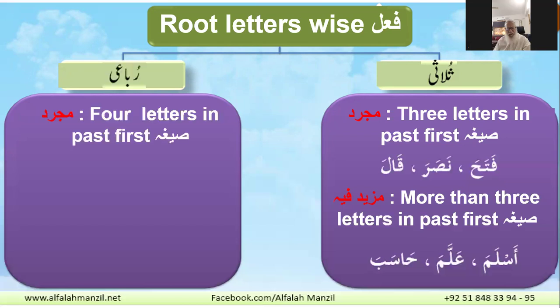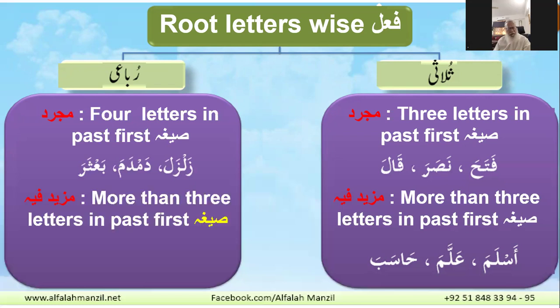And the Rubai Mujarrad may have 4 letters in the past, just like Zalzala, Damdama, Ba'thara. Or they also have the Mazid fihi, maybe having more than 4 letters in the past sigha. The examples are not given here. Such fail hasn't come in the Quran, so that is the reason we are not talking about it.